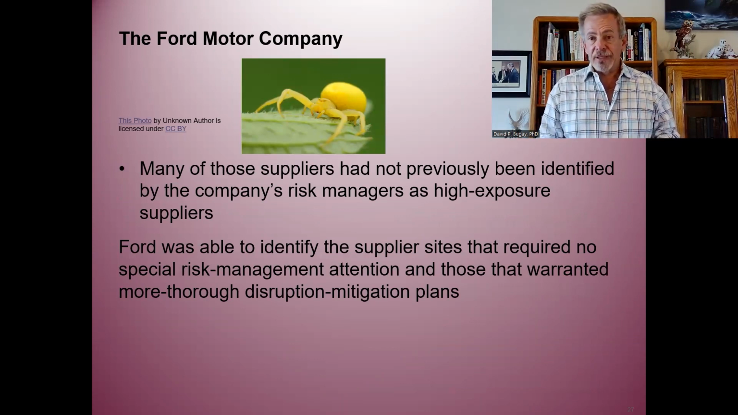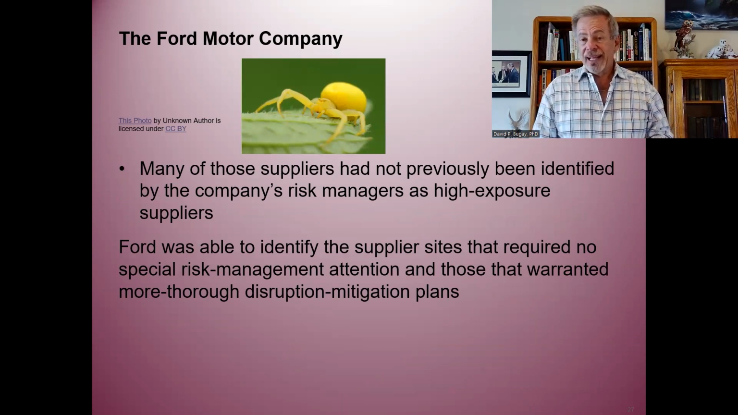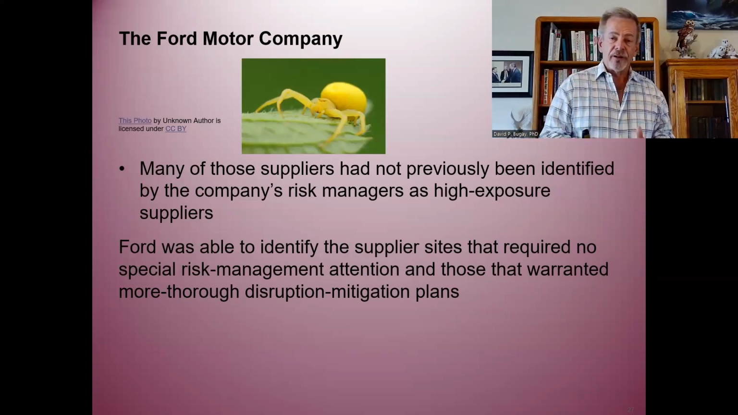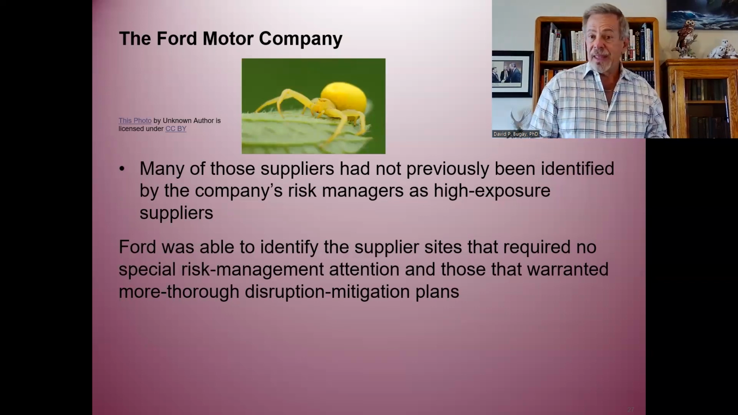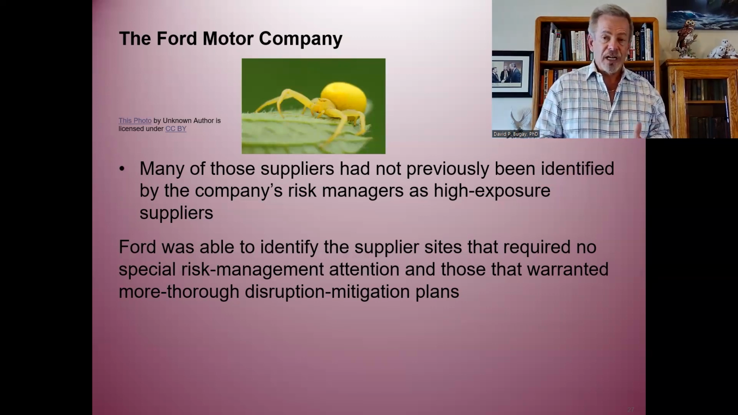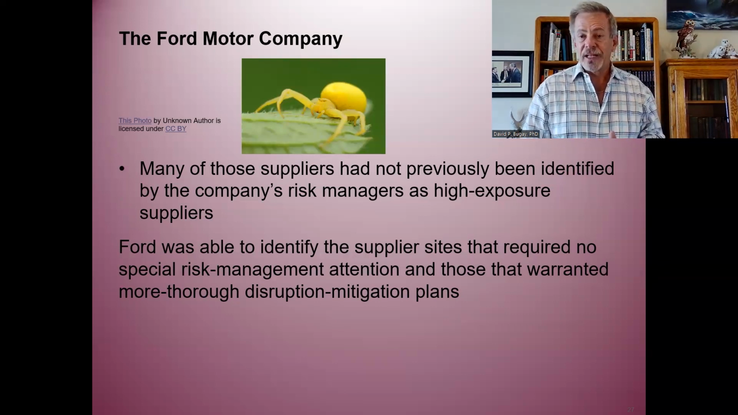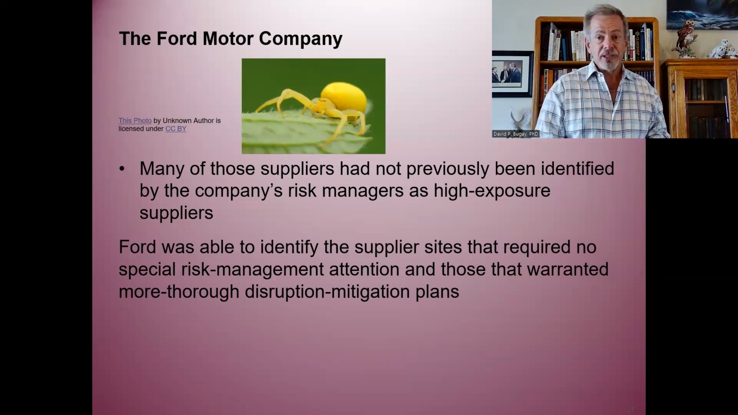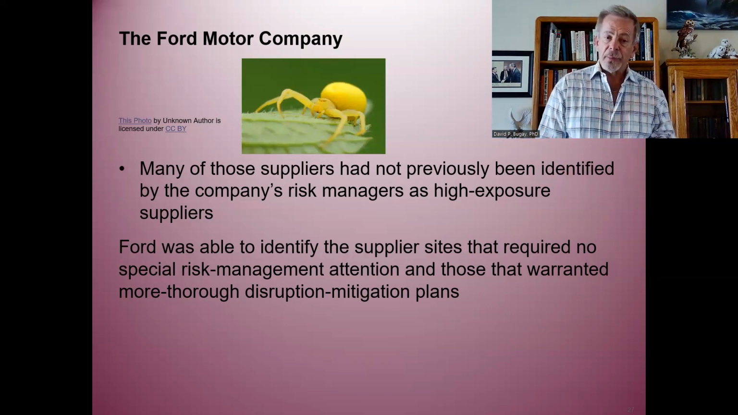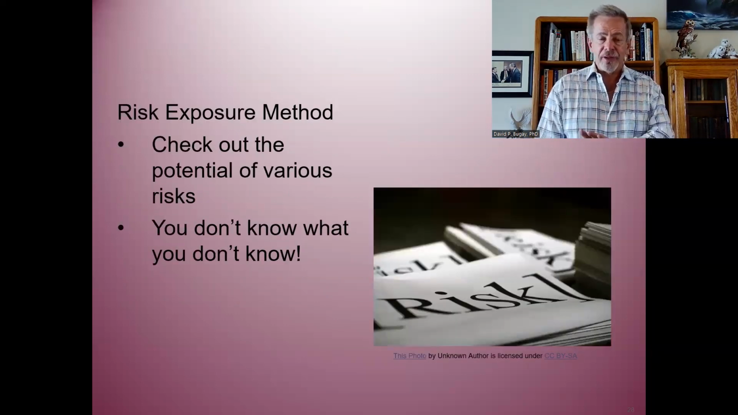You can have everything built, like for instance Toyota during COVID, they had everything all set except the computer chips. They ran out of them and they had over 100,000 cars parked over in Tennessee that needed computer chips. They simply didn't exist, and the cars sat there for months waiting for chips to show up, and the body style became outdated because there were so many cars, and Toyota lost a massive amount of money just over a bunch of computer chips. So that being said, Ford was able to identify the supplier sites that required no special risk management attention and those that need to have a thorough disruption mitigation plan.